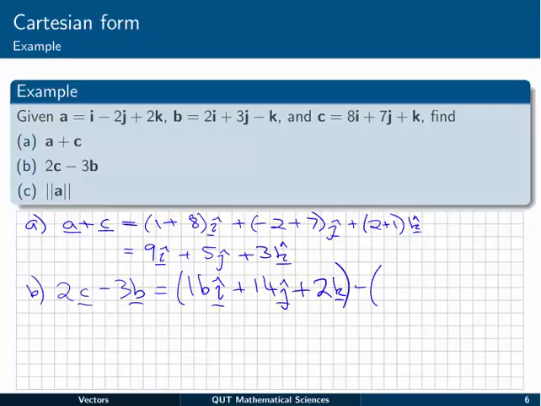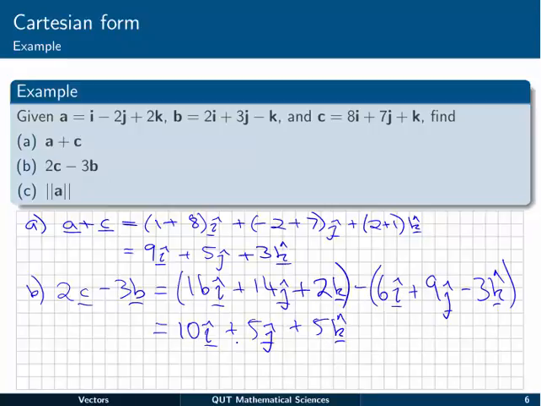Multiplying b by 3, we get 6i plus 9j minus 3k. Now all we need to do is subtract these two. And again, we do this component by component. So we end up with 16 minus 6, or 10i, 14 minus 9, or 5j, and finally 2 minus 3, or plus 5k, as our result for 2c minus 3b.